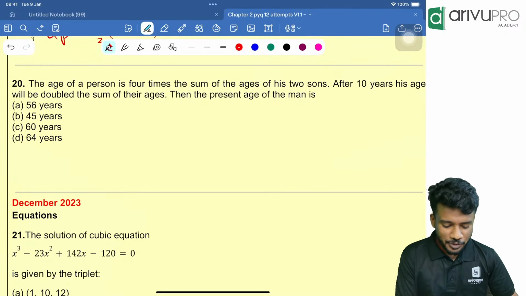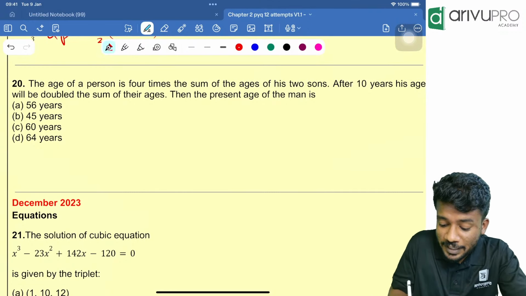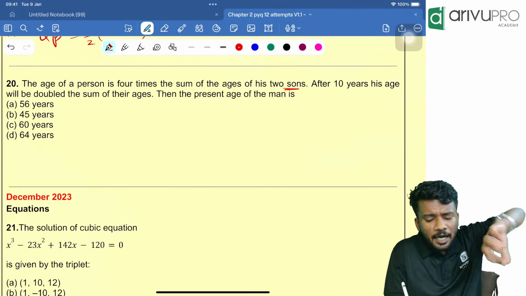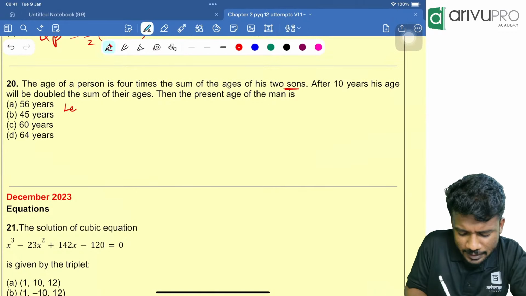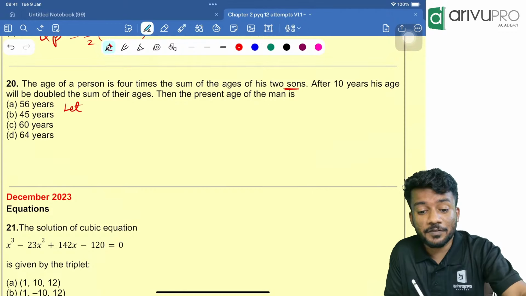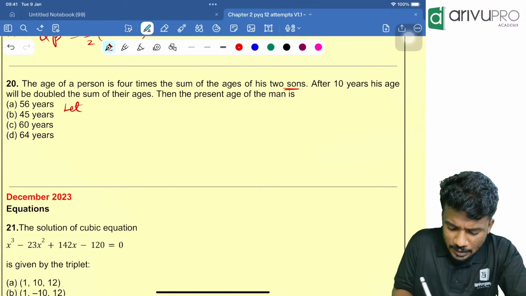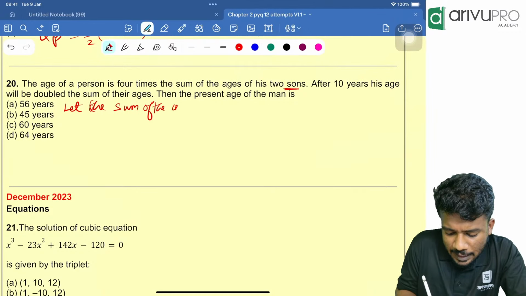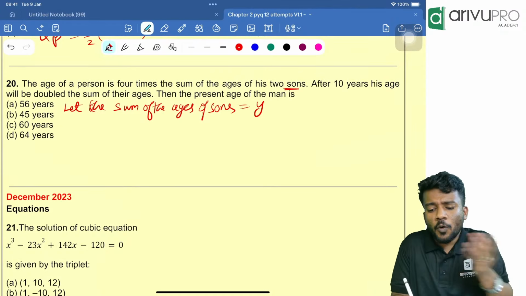The last question of this attempt. The age of a person is 4 times the sum of the ages of the sons. After 10 years, his age will be double the sum of the ages of the sons. We already solved this in one of the previous MTPs, not this attempt. So let the sum of the ages of sons be equal to what? Y. That means both the sons.